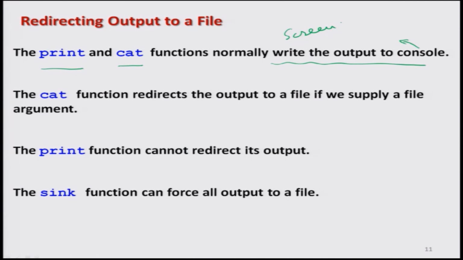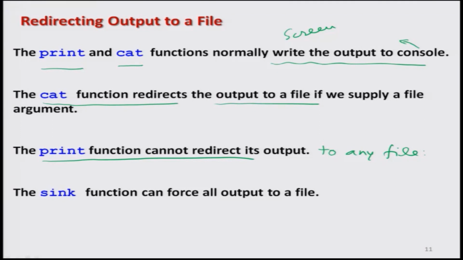Now, what is the difference between cat and print? The cat function has the capability to redirect the output of a program to a file, provided we have supplied a file name, whereas this capability is lacking in the print function. Print function cannot redirect its output to any file. Now, we are going to use here a function sink, which will force the cat function to redirect the outcome to a file. Cat function cannot do it alone.